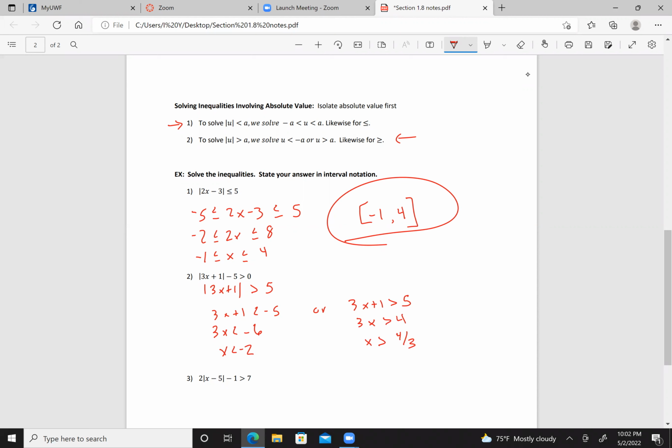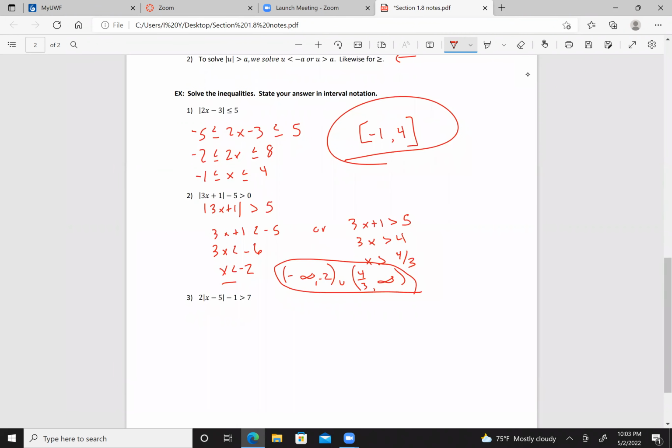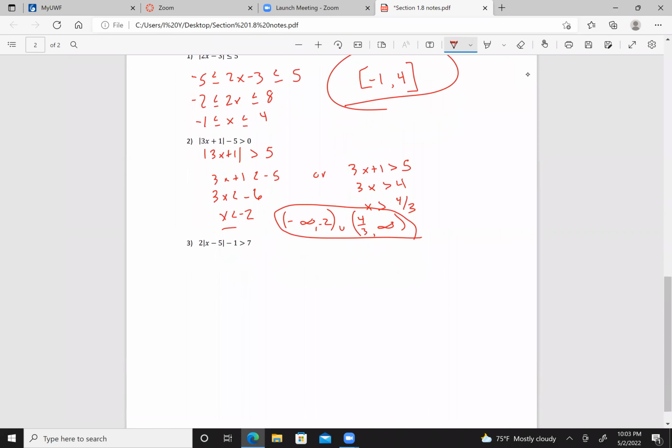So what does this look like? Well, this is negative infinity to negative 2, union with 4/3 to infinity. And since we don't have equal, we use parentheses, no brackets.